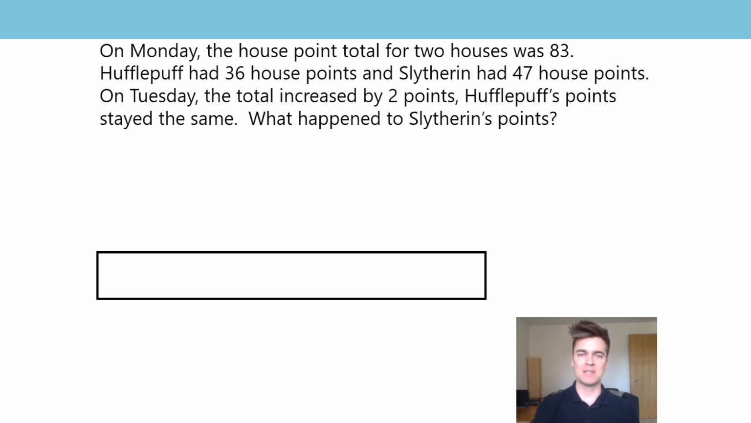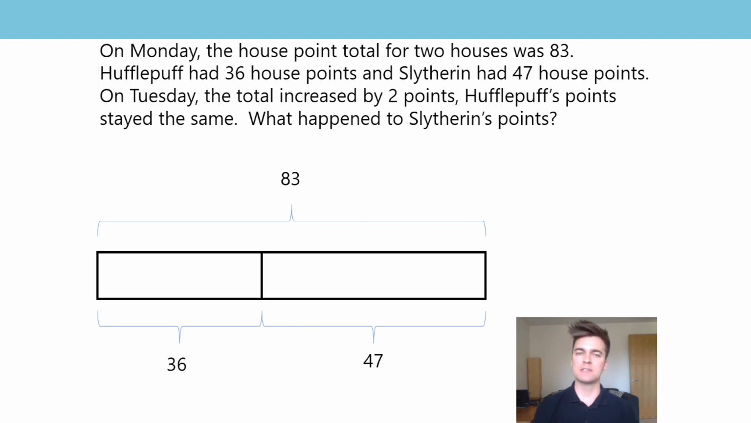On Monday, the house point total for 2 houses was 83. Hufflepuff had 36 house points and Slytherin had 47 house points. On Tuesday, the total increased by 2 points. Hufflepuff's points, 36, stayed the same. What happened to Slytherin's points? The total has increased by 2 points. Hufflepuff's stayed the same. What happened to Slytherin's?